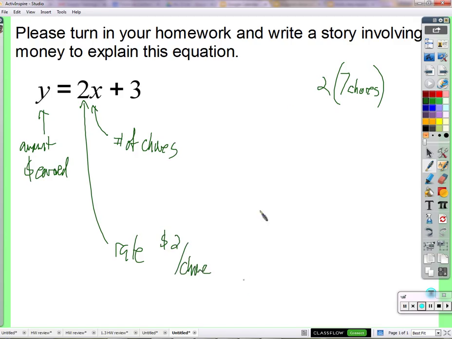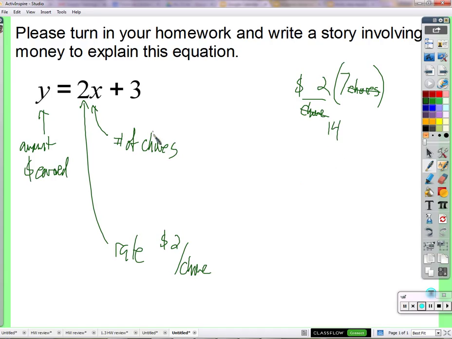So if we change the 2 to $2 per chore, we literally get chores divided by chores, the units, and what's anything divided by itself? One. So we're just left with $2 times 7, 14. One example, because I made X be 7. So he gets 14.